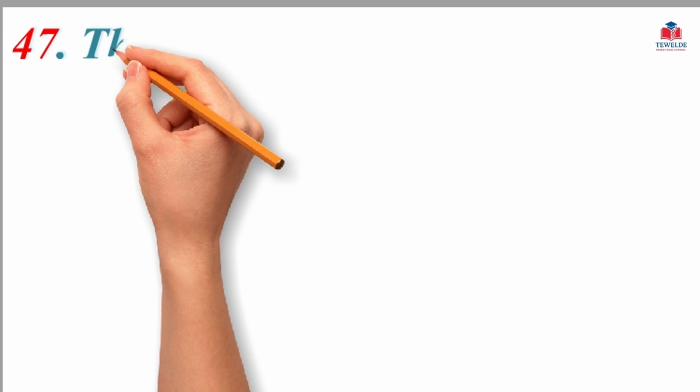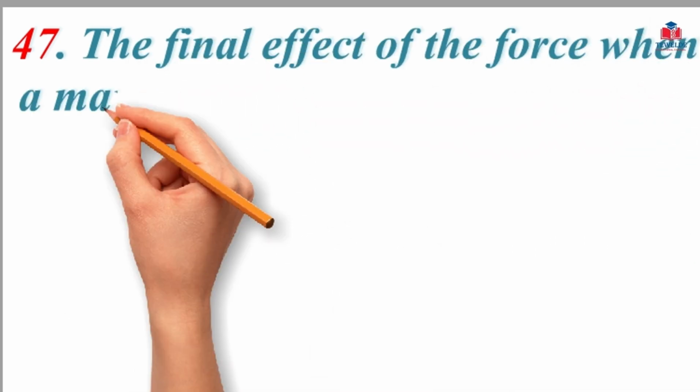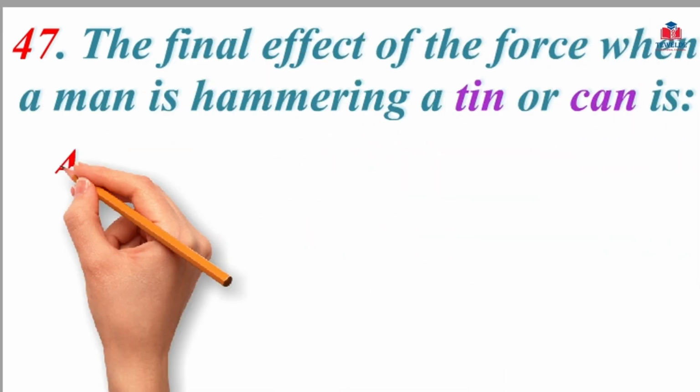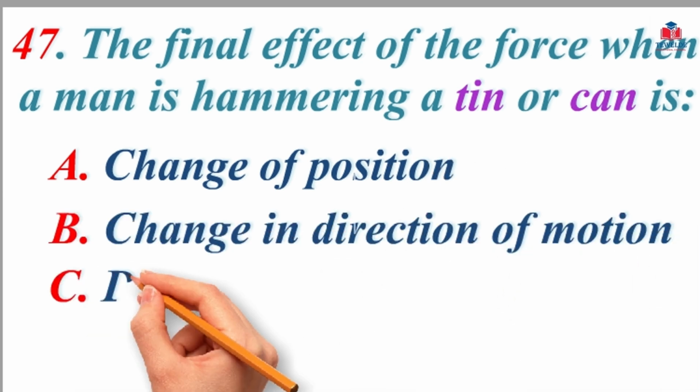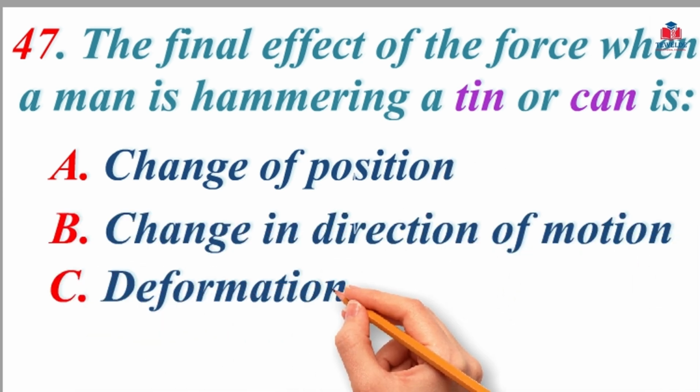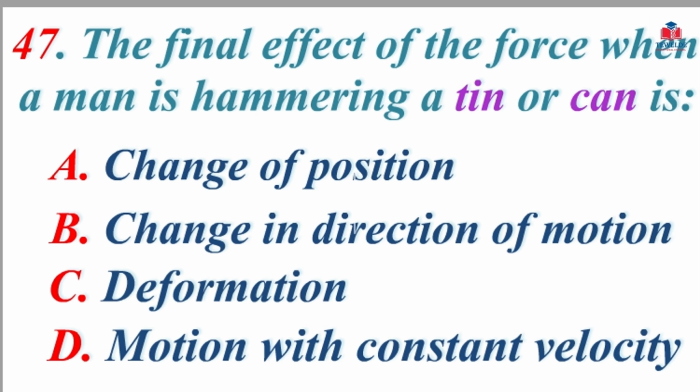Question number 47. The final effect of the force when a man is hammering a tin or can is A. Change of position. B. Change in direction of motion. C. Deformation. D. Motion with constant velocity.